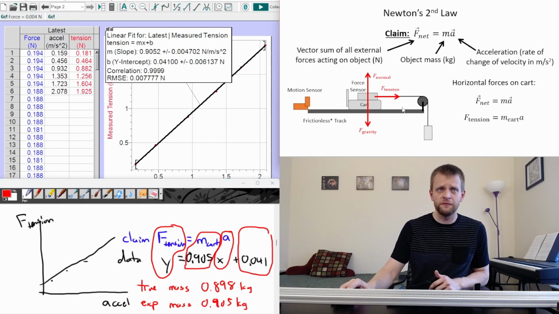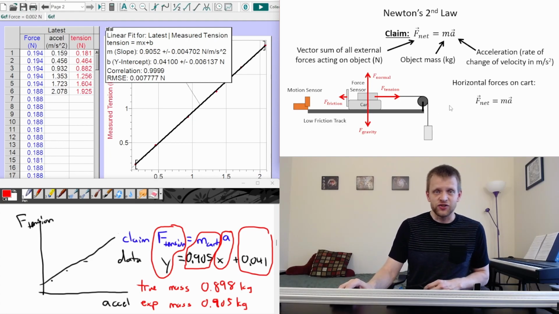So instead of having a frictionless track, we are now going to just say this is a low friction track, and we now have this additional force acting against the force of tension. Friction is trying to act against the direction that the object will move in.